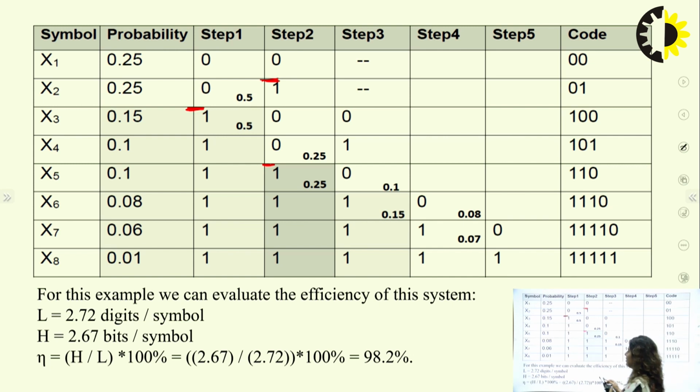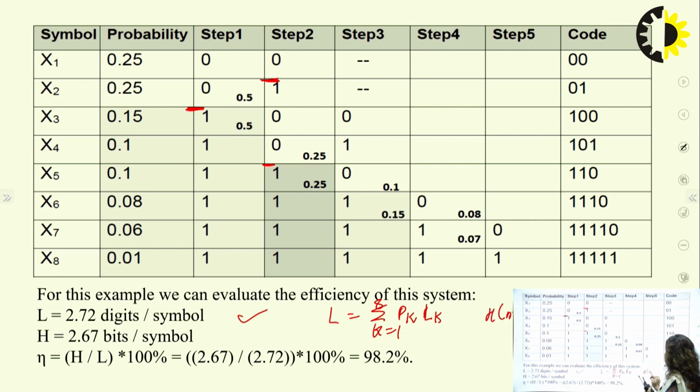So we will again find the average length L, which is the summation over K equal to 1 to 8 of P_K into L_K, where L_K is the length, and H(S) is the summation over K equal to 1 to 8 of P_K log 2 (1 upon P_K).